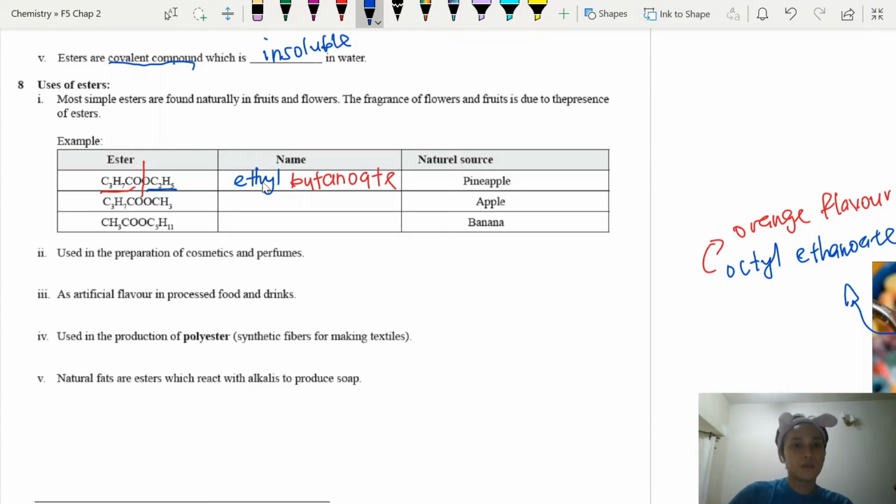Again, cut here. Front part, back part, alcohol. A 1 carbon alcohol is methanol, so we change it into methyl. And then the acid, 4 carbon acid, same thing, so it's butanoate.